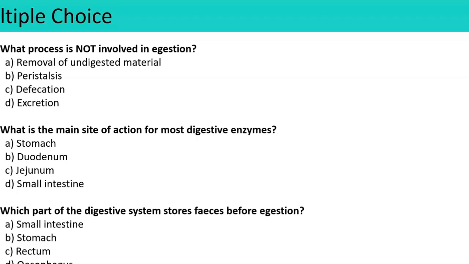Which process is digestion? What is the main site of action for enzymes that we've been looking at in the last session? And where are the feces stored before they are egested from the system? Just look over and see which ones you can recall.